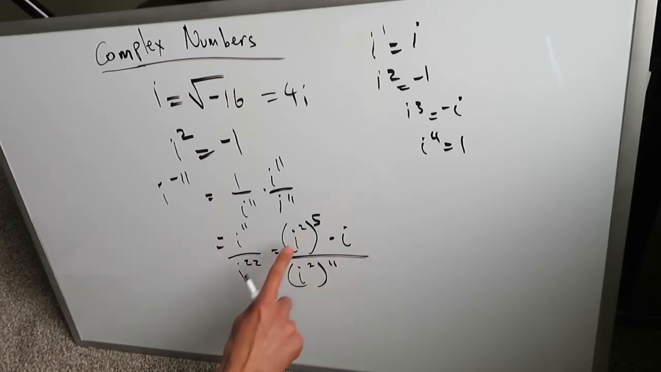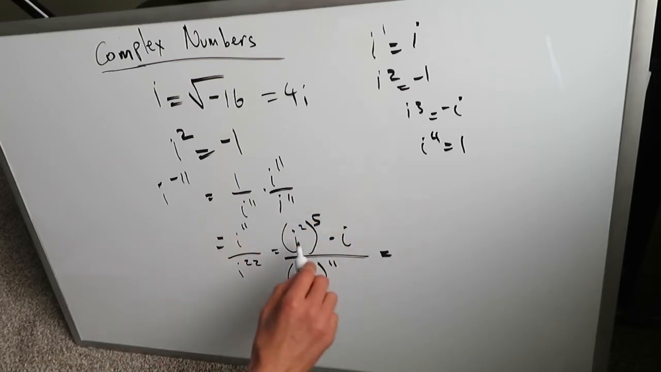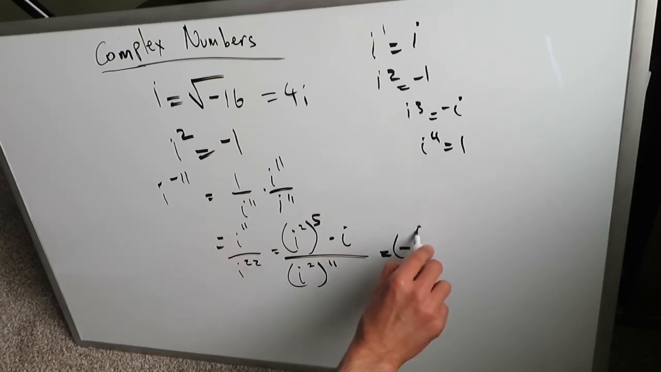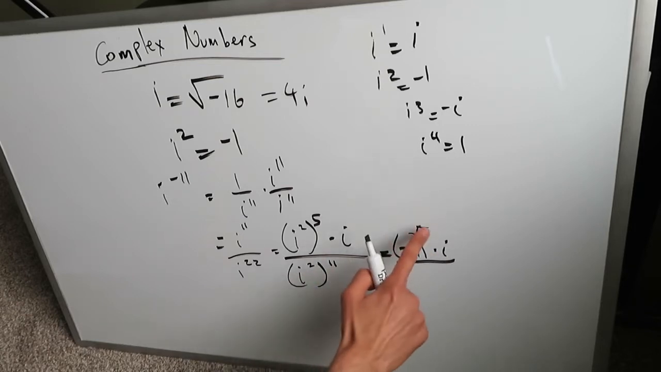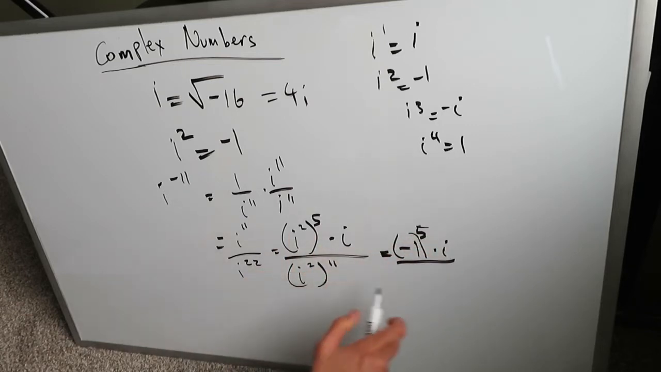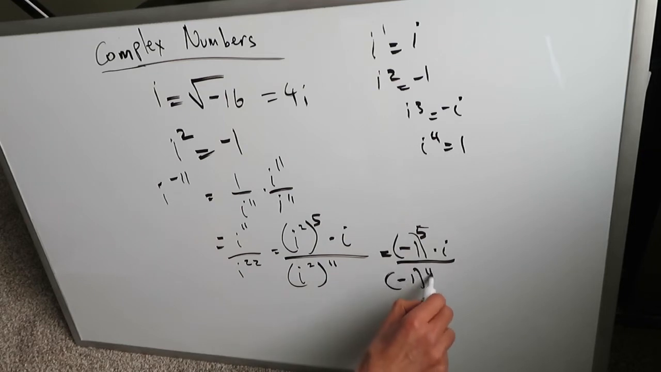Right, 2 times 11 is 22, 2 times 5 is 10, plus this 1 gives you that 11. Now you just have to carry this out. i squared is -1, so -1 to an odd exponent times i, right? -1 to an odd exponent, which is 5, odd exponent. i squared is -1 to an odd exponent, 11.